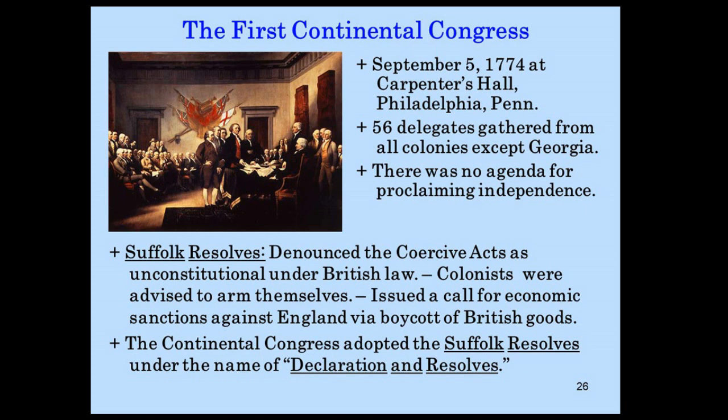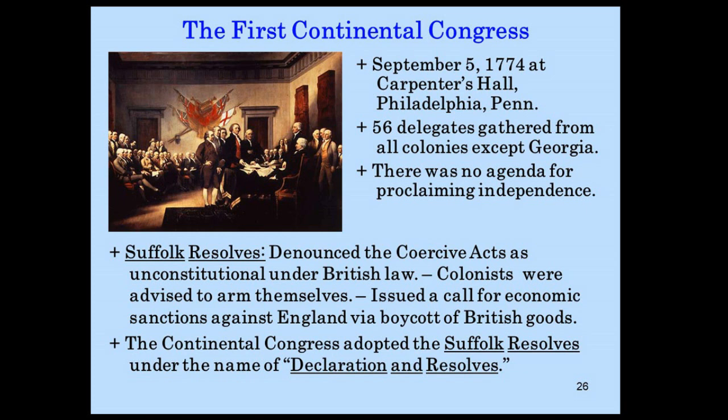Now, this was their own personal naming of the Suffolk Resolves. Again, the Suffolk Resolves really originated from a previous sentiment of towns across Massachusetts. And so the Continental Congress said, yes, we like the Suffolk Resolves. We're going to actually title it the Declaration and Resolves document for the Continental Congress.